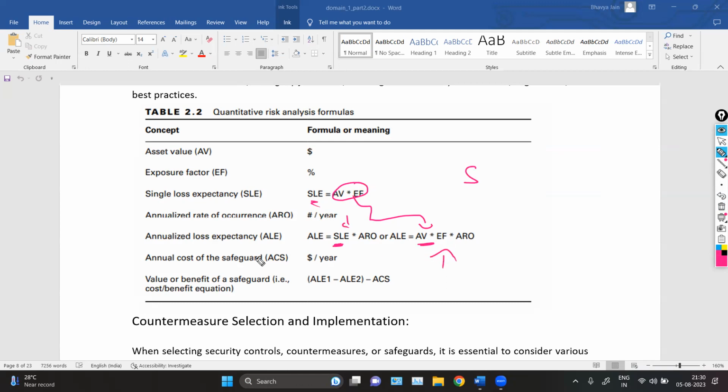And then ACS, which is the annual cost of safeguard, which is also in dollars per year. And what is the formula of this one? Value of benefit of safeguard is ALE1 minus ALE2 minus ACS. ALE1 means the ALE pre-safeguard and ALE2 the ALE post-safeguard. It is the impact before applying the safeguard and the impact after applying the safeguard, minus ACS, which is the annual cost of safeguard. So by this formula, you can calculate whether you want to apply any safeguard or not. Okay, so let me show you this.